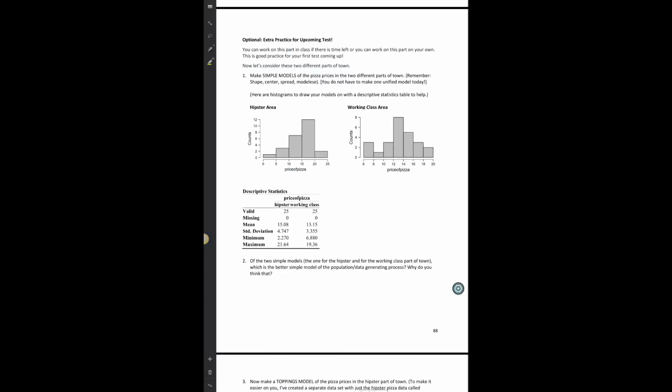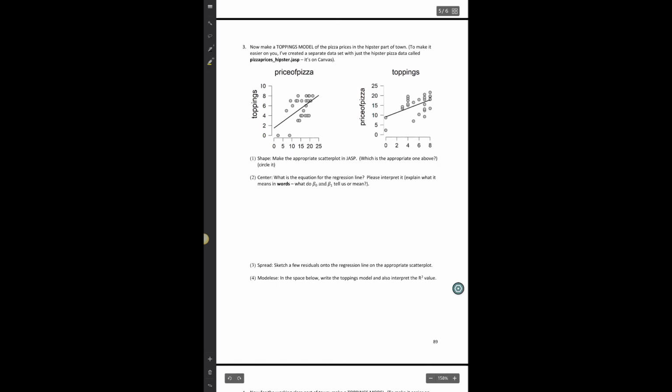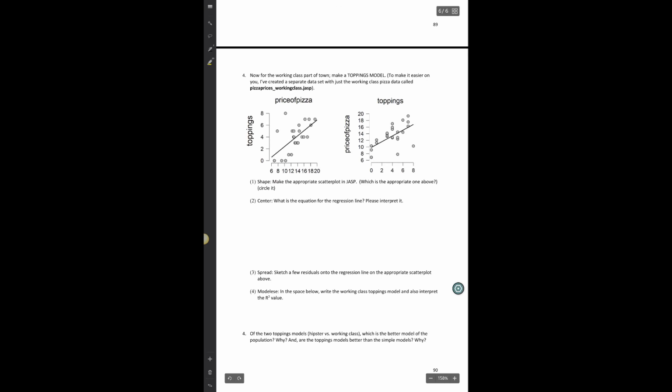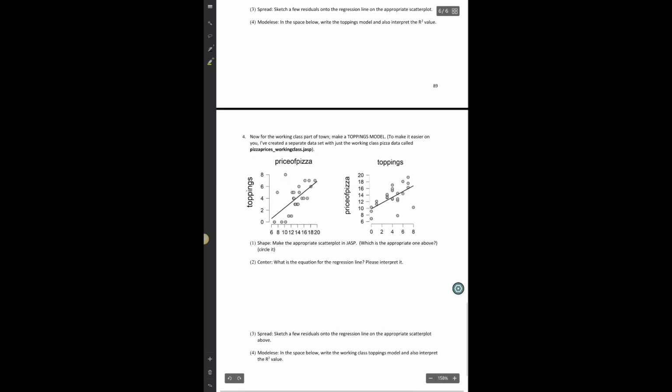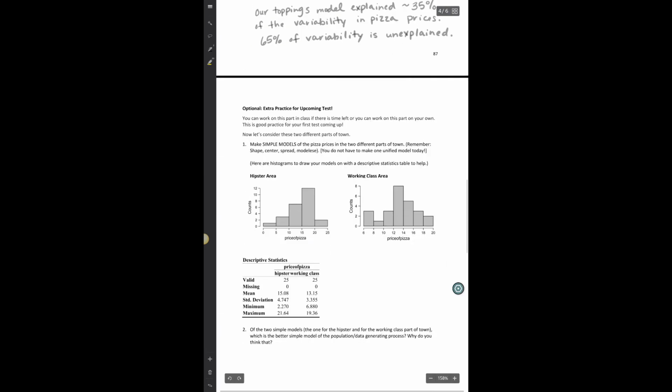Now, this extra practice is basically going back through again, making simple models for the hipster areas of LA and one for the working class areas of LA using the information provided, and then working through and building an additional model by using toppings again, right? And looking at each of these different sections. I can tell you that the structure of this practice is very similar to the structure of the first exam. So if you spend some time really trying to understand this, it will help you a lot on that midterm test. It will make it much easier.